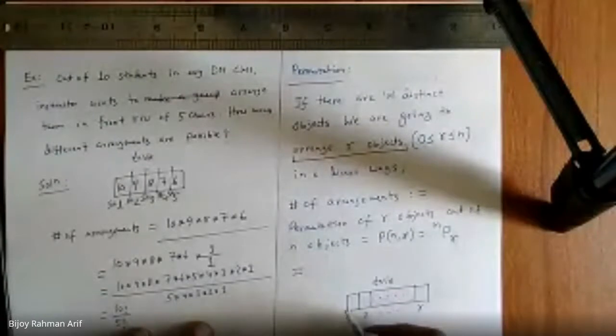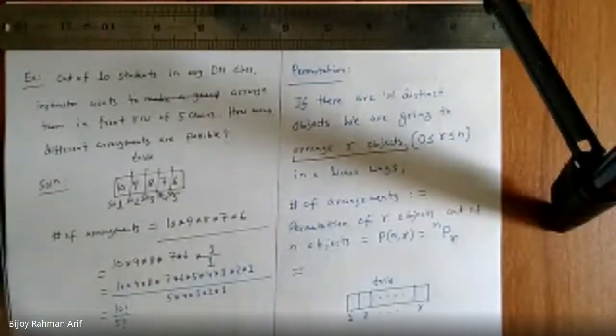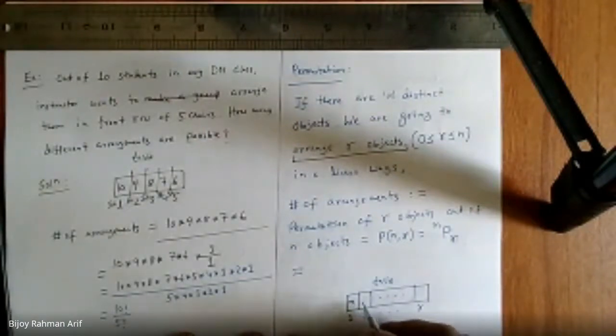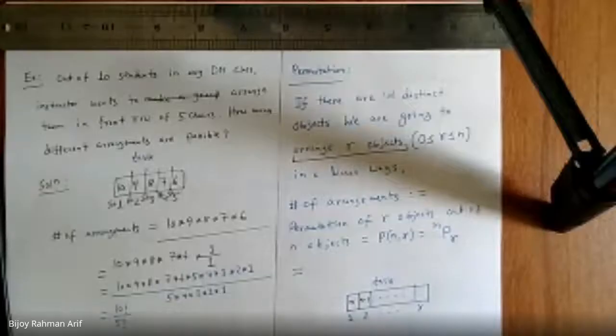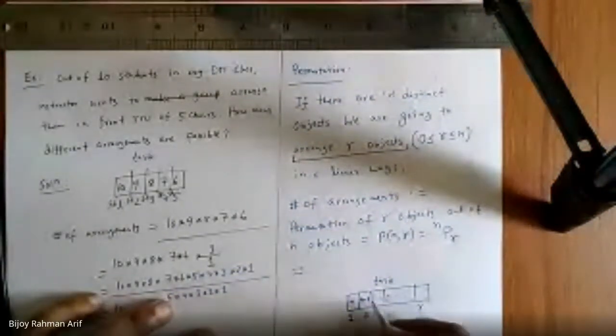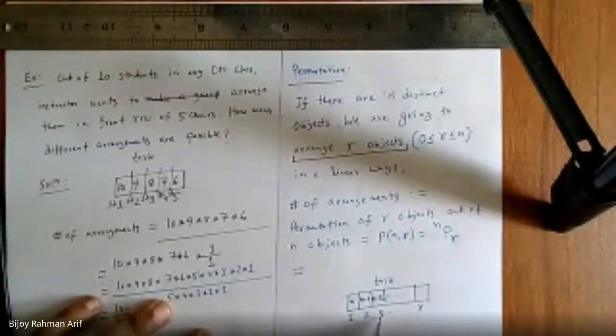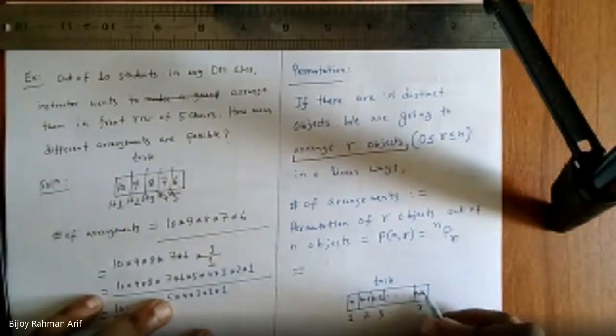So, how many ways can I fill up the first chair? n ways. How many ways can I fill up the second chair? n minus 1. How many ways can I fill up the rth chair? When the chair is 1, that time n. When the chair is 2, we have n minus 1. When chair is 3, we have n minus 2. So we have to subtract the number of the chair plus 1. So it would be n minus r plus 1.